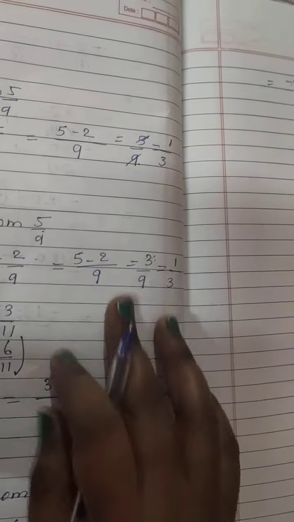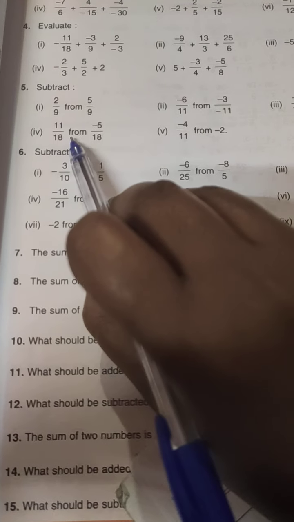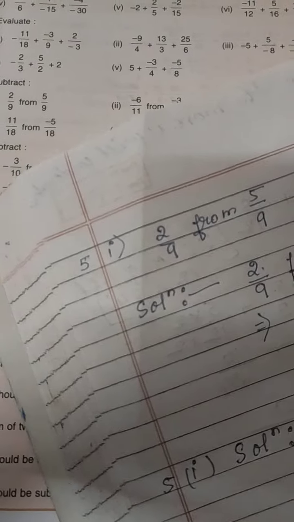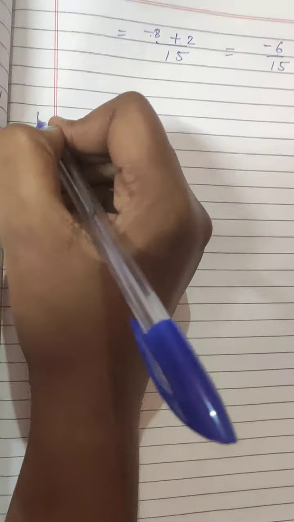Now let's take the next question. Question 4 you can do by yourself, it is easy. Now let's see the fifth one. The fifth one is saying minus 4 by 11 from minus 2. So see here.